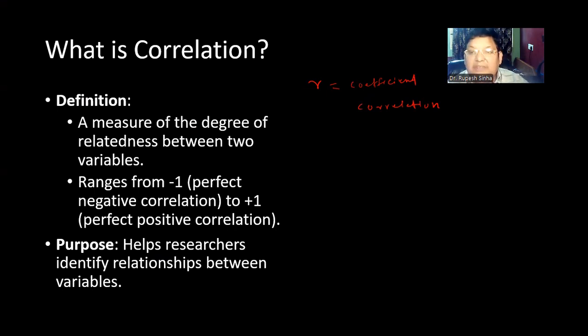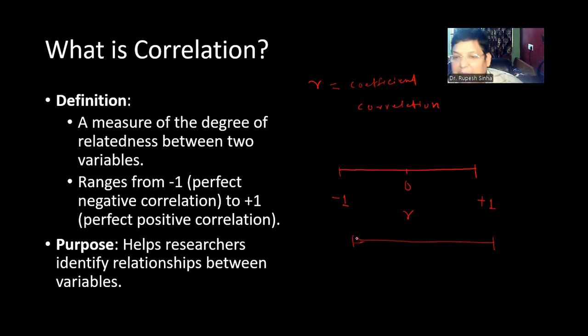Whenever we calculate the value of R, the value of R we are going to get is always between +1 and -1. So let me draw one line in between. This is 0. So the value of R, this side +1 and this side -1. So the value of R is always in this range. You can get any value between -1 and +1.